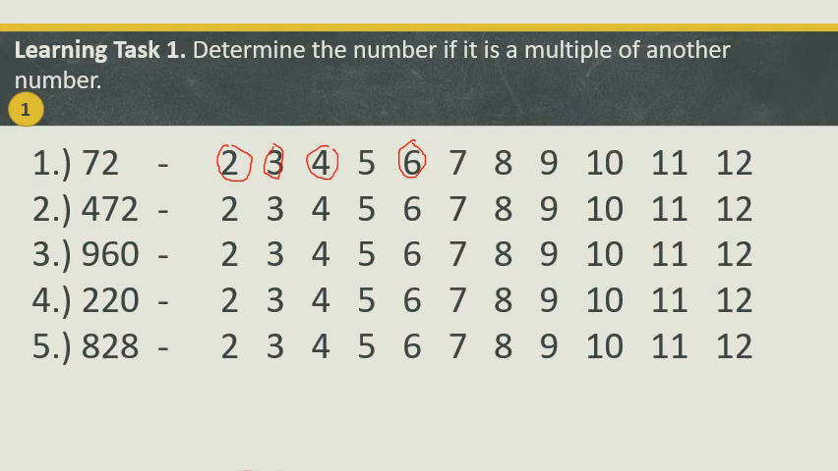Sa 8 naman po, so, di ba, ang 8 times 9 ay 72. So, siya po ay divisible sa 8. Sa 9 naman po, pag pinag-add natin yung mga digits, 7 plus 2 is 9. Nasa multiple yun ng 9. So, siya po ay divisible sa 9. Sa 10, di ba, dapat nagtatapos siya sa 0, so hindi po siya divisible sa 10. Sa 11 naman po, hindi din po. Sa 12, siya po ay divisible.